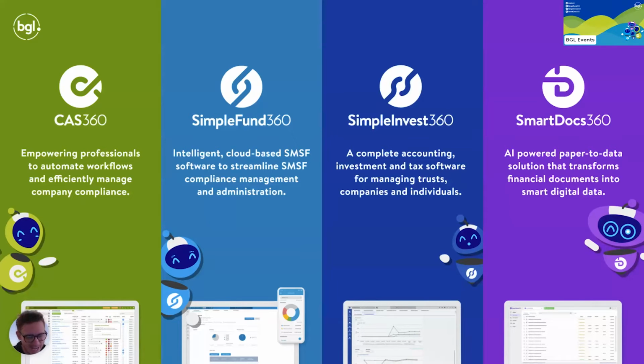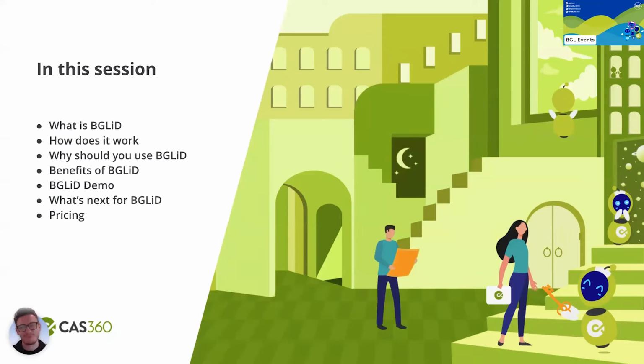Simple Fund 360 is our SMSF administration platform. It is the most used SMSF administration platform in Australia and obviously industry leading. Simple Invest is our investment platform. So it's all of your investments that aren't SMSFs. So a complete accounting, investment and tax software for managing trusts, companies and for individuals. And Smart Docs 360, which is our newest application, which is a paper to data service using AI and able to convert some of this paper data that we all seem to have into valuable data.